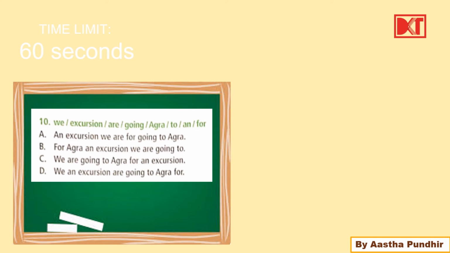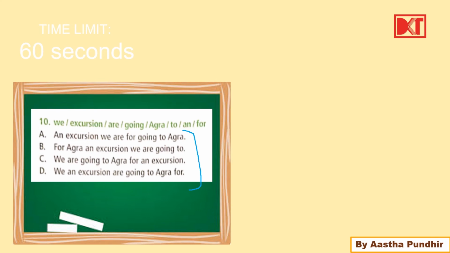Alright, so here the jumbled words are: we, excursion, are, going, Agra, to, and for. So many words, but let's see the options. A, an excursion, we are going to. An excursion, we are, for going to Agra. B, for Agra, an excursion we are going to. C, we are going to Agra for an excursion. D, we an excursion are going to Agra for.